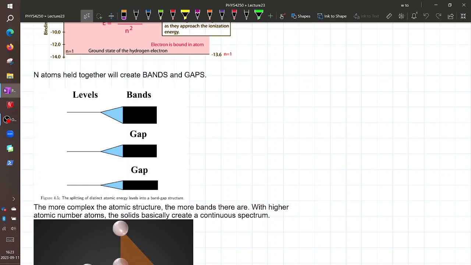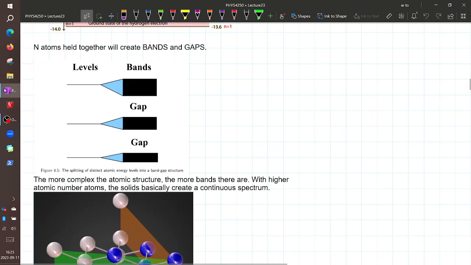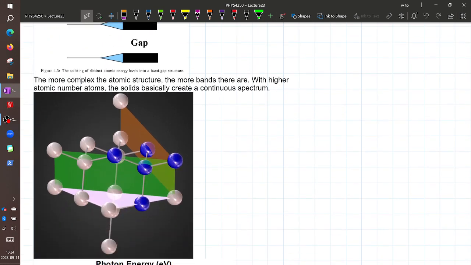And the neat thing is that the more complex the electron structure is for your particular atom, the more bands you have. So for example, this guy, we're going to focus on this guy. This is a silicon atom.